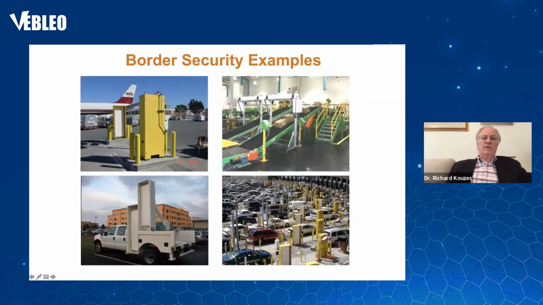On the top left is an airport where cargo is screened. On the top right is screening occurring at a mail facility or a package facility. On the bottom right is another land border crossing for vehicles, cars. We can get huge quantities, 50,000 people per day may cross at some of these border crossings. And the bottom left is an example of a mobile detector that is used for special applications.